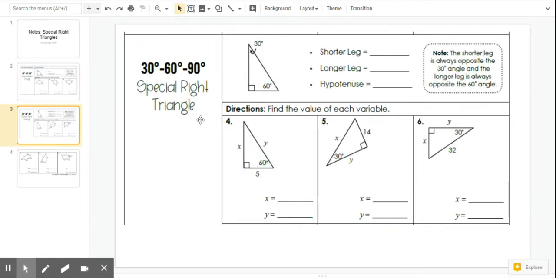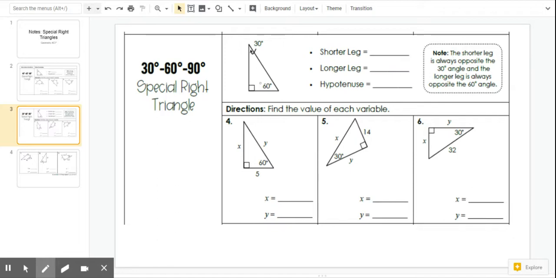All right, so the second type of special right triangle is a 30, 60, 90 special right triangle. This one is a little more complicated. It's not as straightforward as a 45, 45, 90. Again, these numbers refer to the angles. We've got an angle of 30 degrees, 60 degrees, and of course, again, 90 degrees because it's a right triangle.